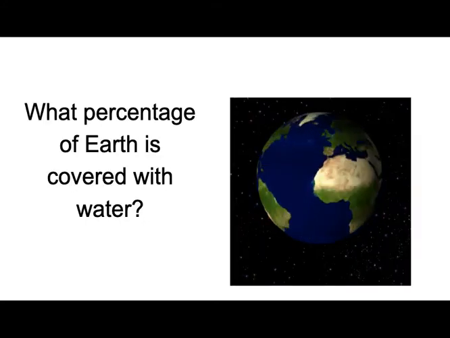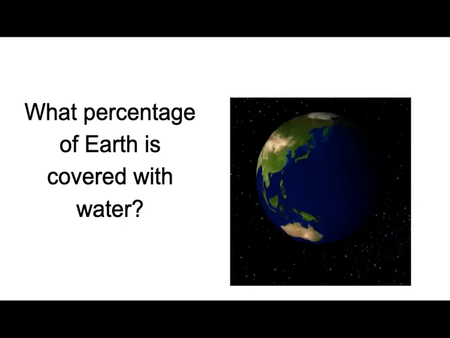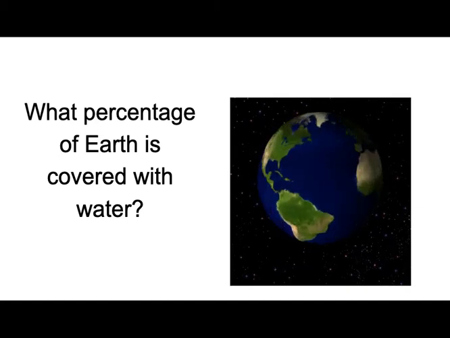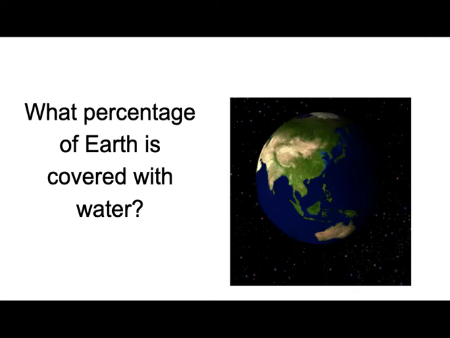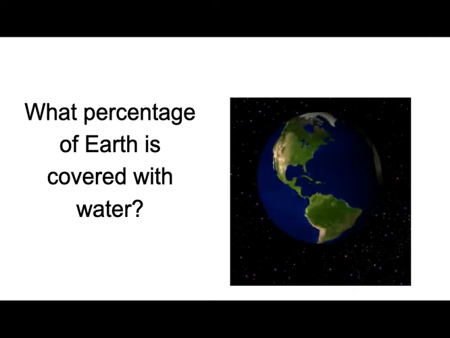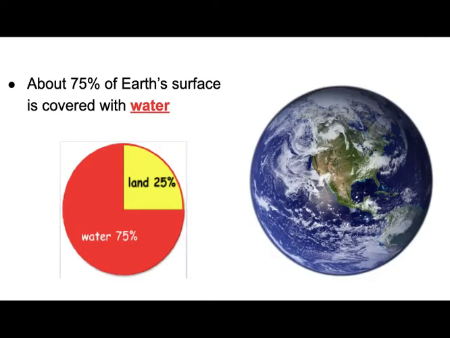As we look at the Earth from outer space and we look at the water and the land, what percentage of Earth do you believe is covered with water? Well, if you said 75% or close to 75%, give yourself a sticker. About 75% of Earth's surface is covered with water, the other 25% being land.